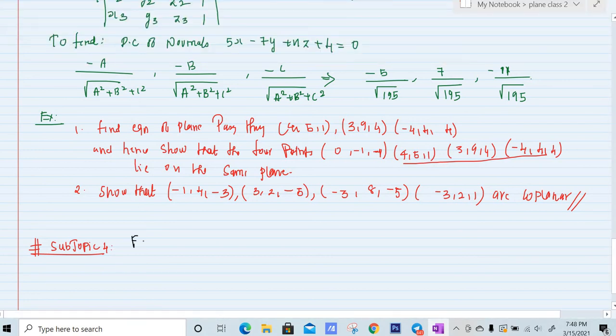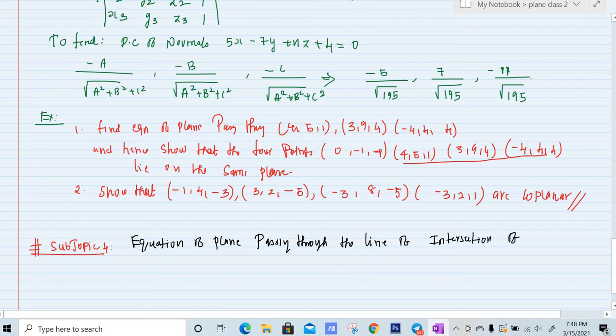Equation of plane passing through the line of intersection of two given planes. Right? So let's go through the topic once again. Equation of plane passing through the line of intersection of two given planes.